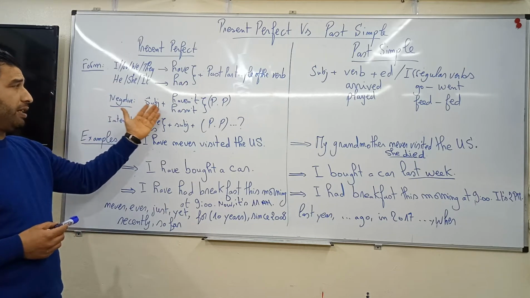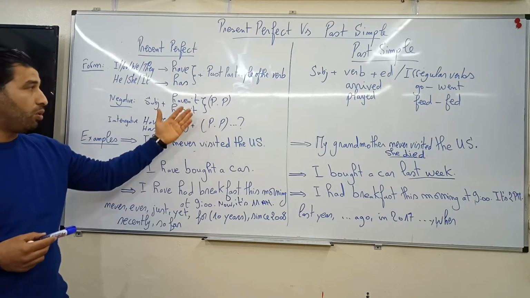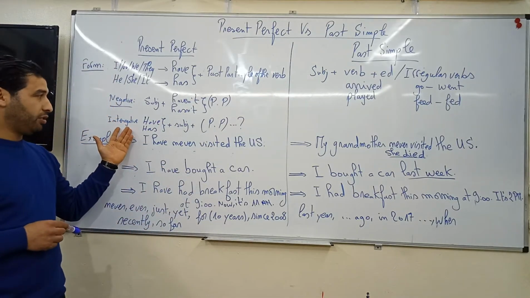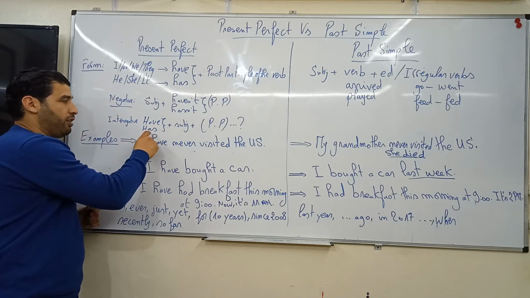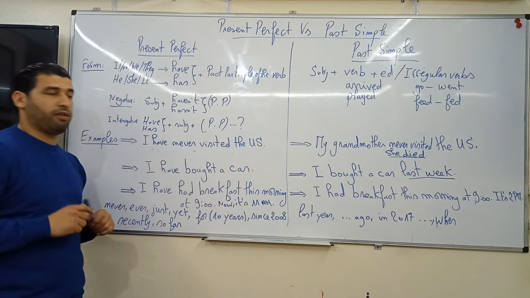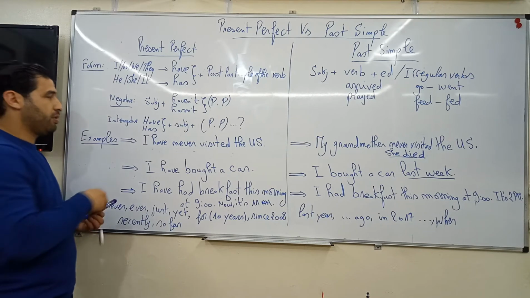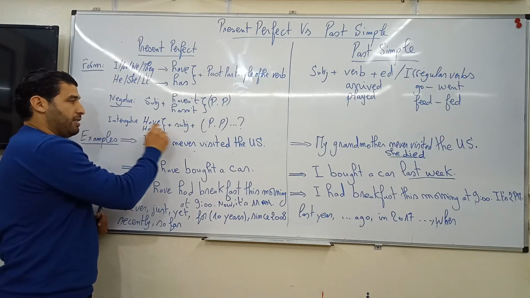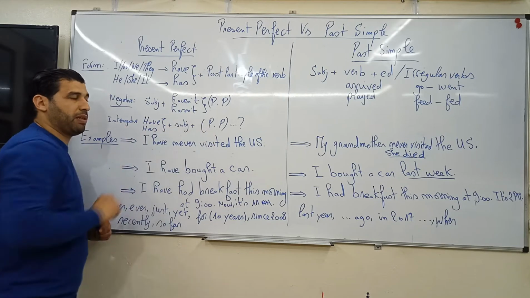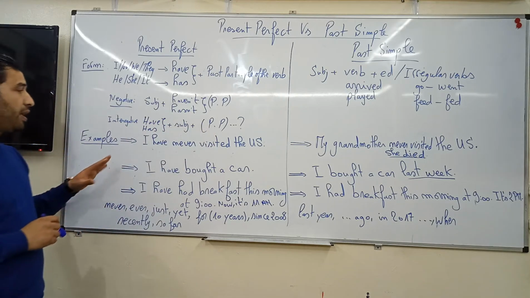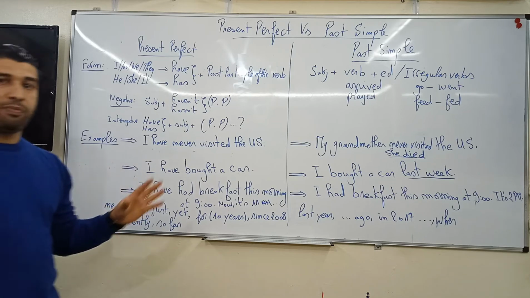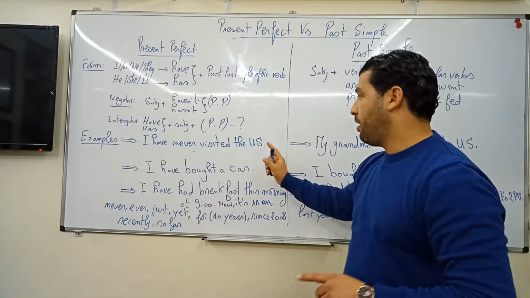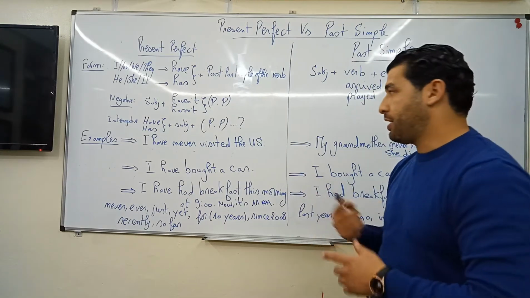For the negative form, it is subject plus haven't or hasn't, then the past participle of the verb. And for the interrogative, we have have or has, plus subject, plus the verb in past participle. Now, to illustrate the difference between simple past and present perfect, I'm going to give you a number of examples and I will try to explain.